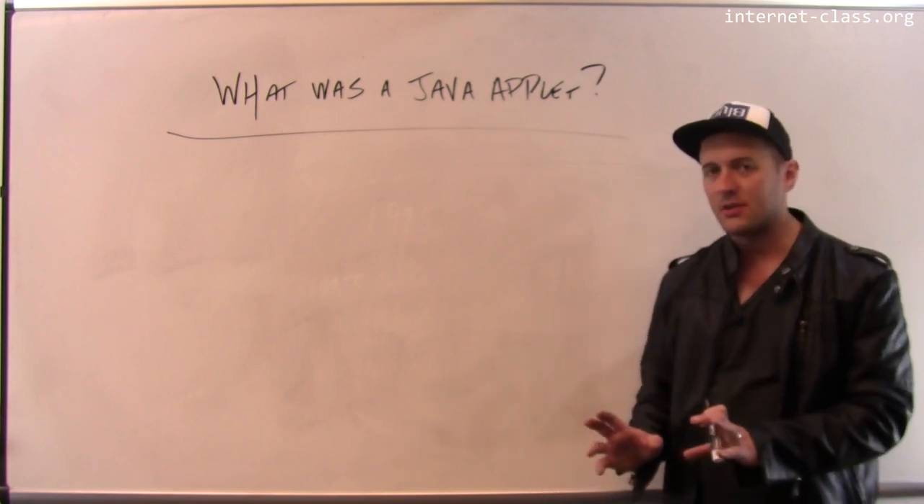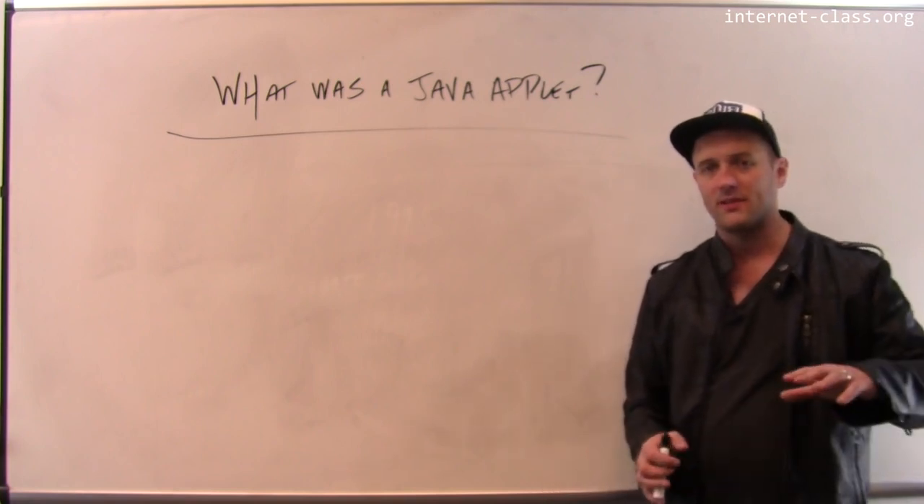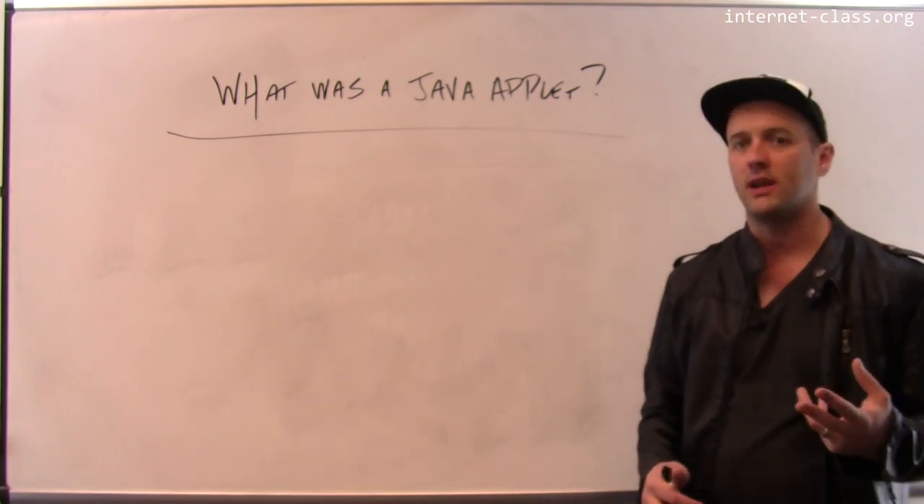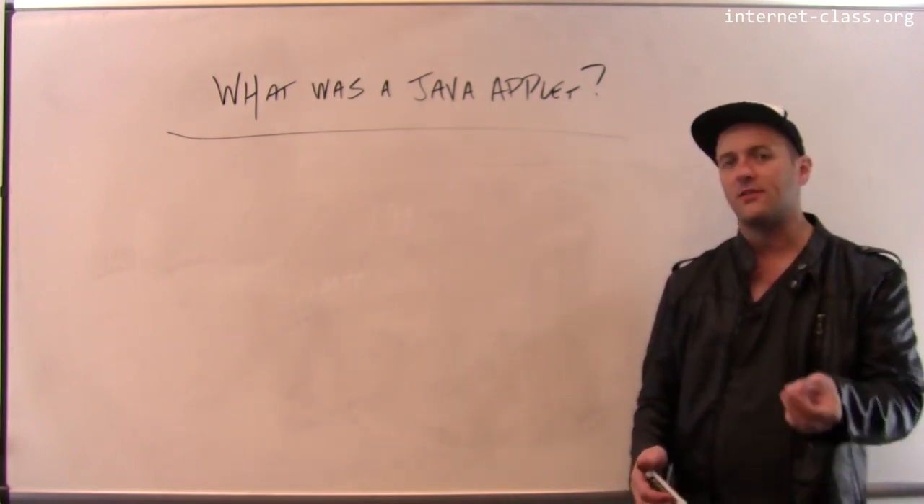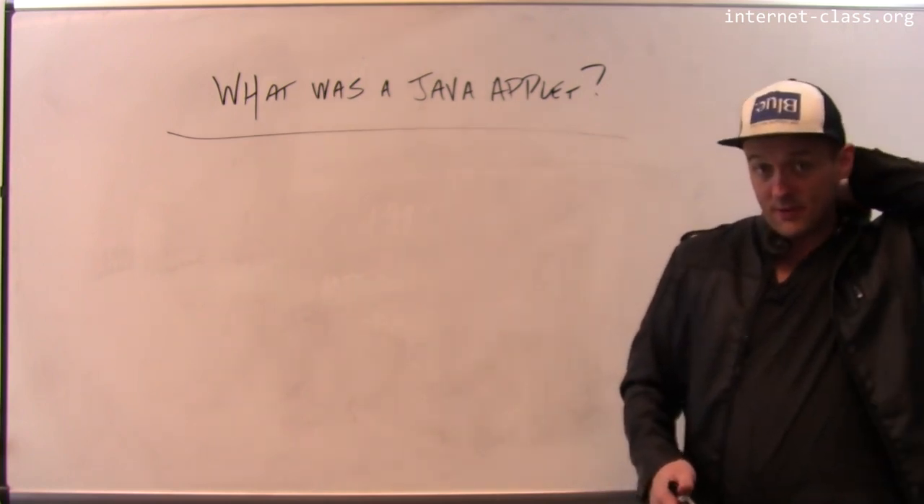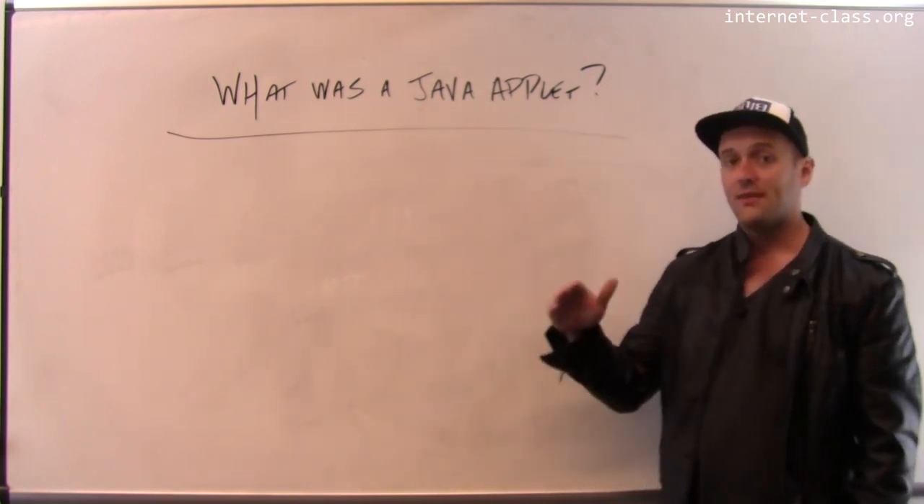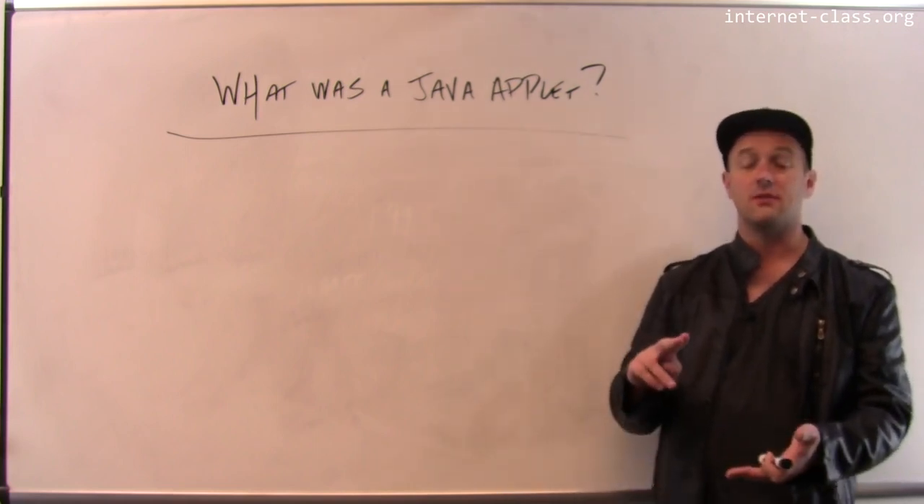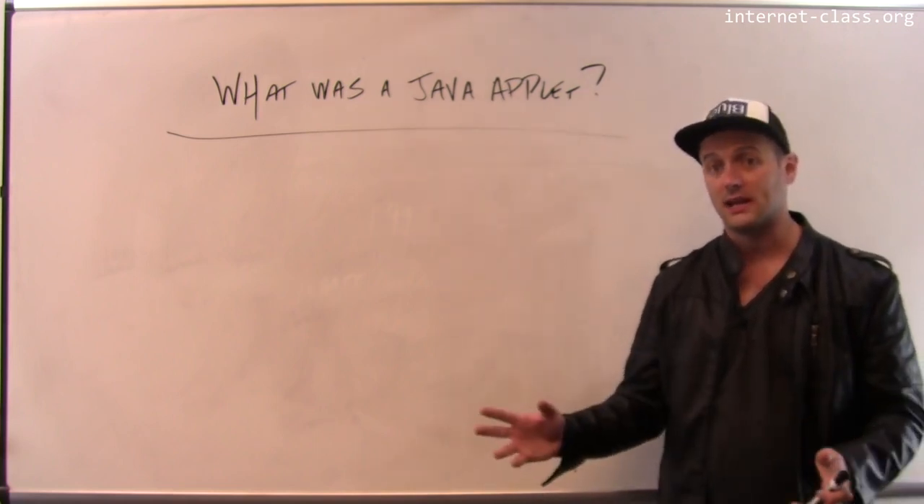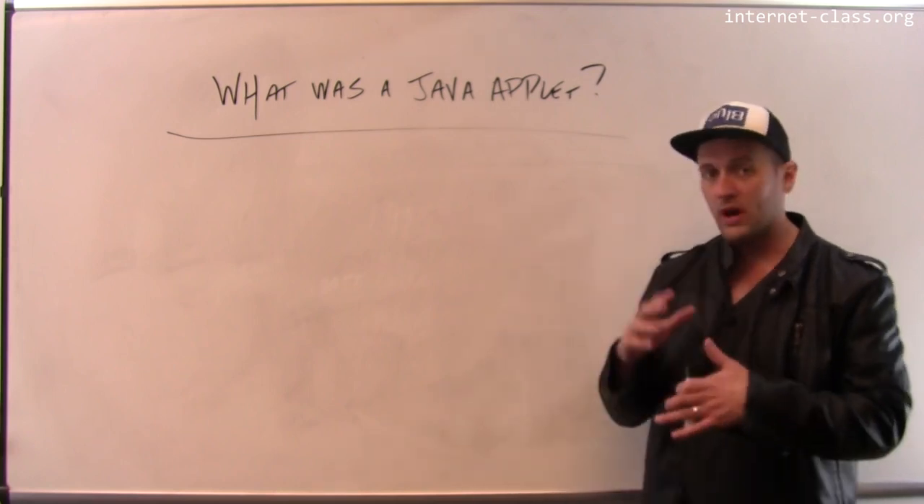So Java applets, I would argue, are really one of these pieces of web history at this point. There are still browsers that support them, and I'm sure there are still some web pages out there that use Java applets for some reason. But in general, Java applets have really been eliminated by the rise of Flash and really the rise of JavaScript and other technologies that run in the browser. So what was a Java applet?